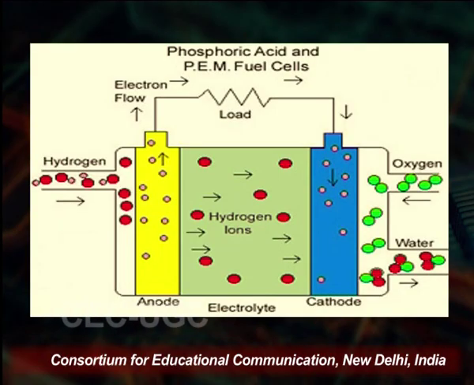So, you can have here the phosphoric acid and the PEM fuel cell. Now, this is the electrolyte here. This is very simple: we have hydrogen. You can see that at the anode side only hydrogen is supplied. After that, at the cathode side oxygen is supplied. Then hydrogen ions pass through the water.